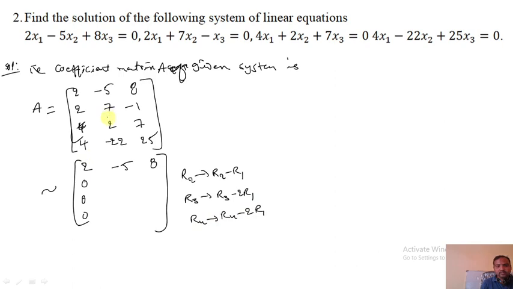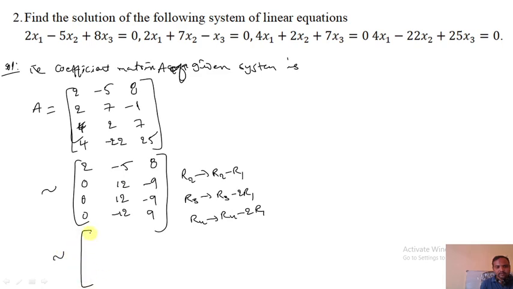Now R2 minus R1: 7 plus 5 is 12, minus 1 minus 8 is minus 9. Now R3: 2 plus 10 is 12, 7 minus 16 is minus 9. Next, minus 20, minus 22 plus 10 is minus 12, 25 minus 16 is 9. Now this is the pivot. Again it's not echelon form.